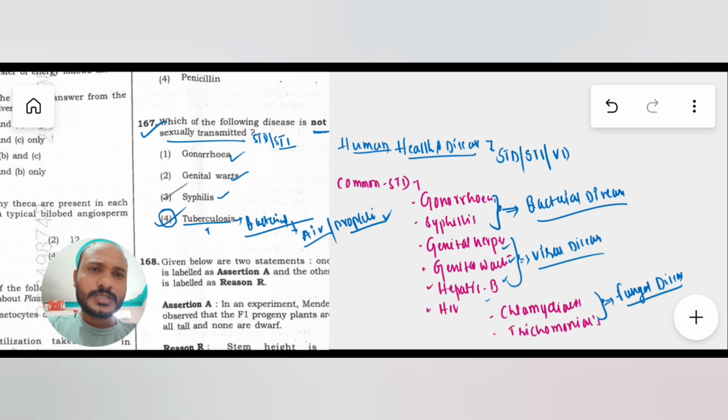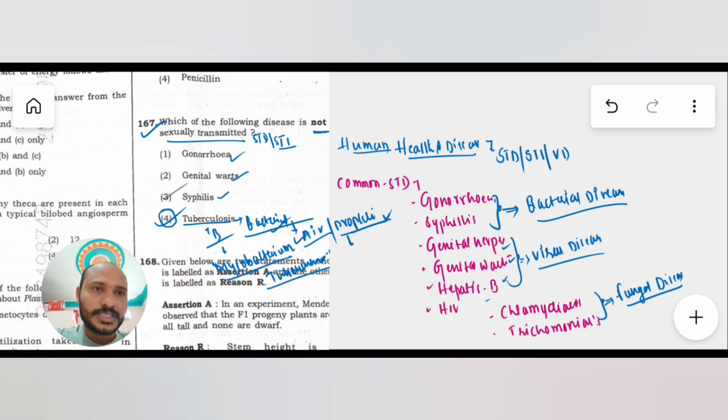Tuberculosis is generally called TB. It is caused by a bacterium called Mycobacterium tuberculosis. So your bacteria name is Mycobacterium tuberculosis, which causes TB or tuberculosis. It is a bacterial infection spread only through air or droplets. It is an airborne disease.